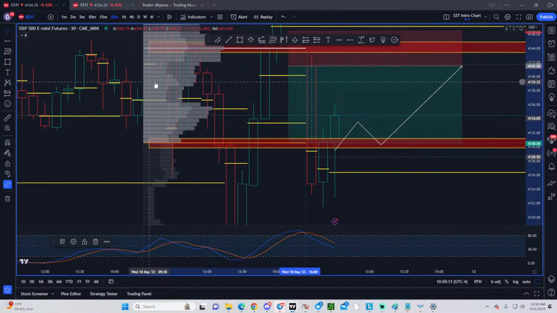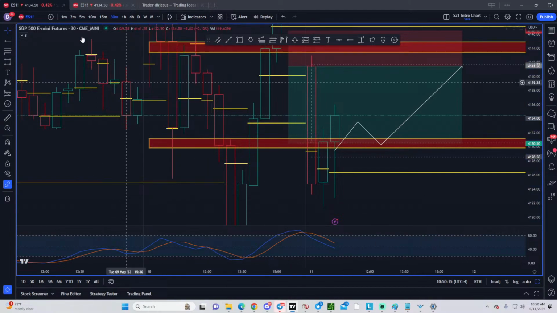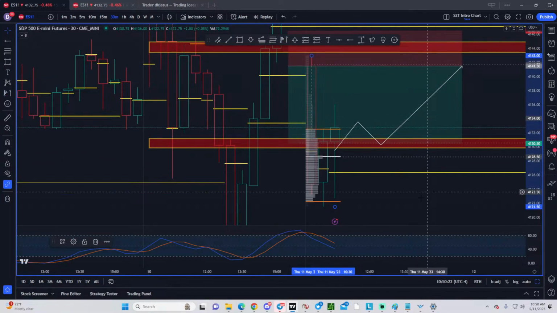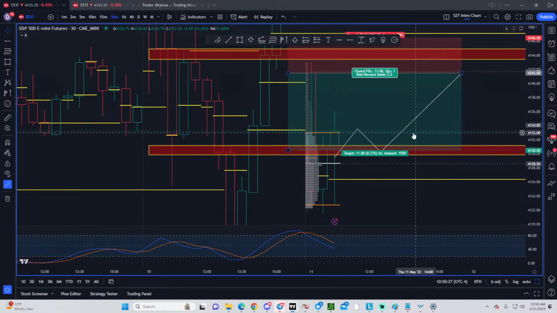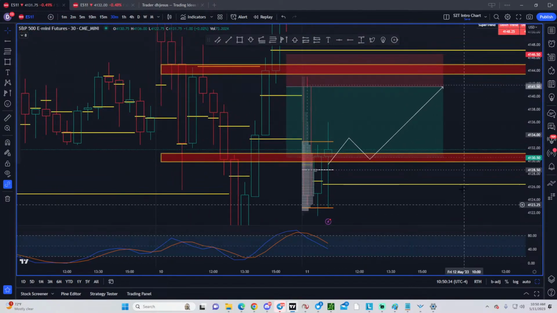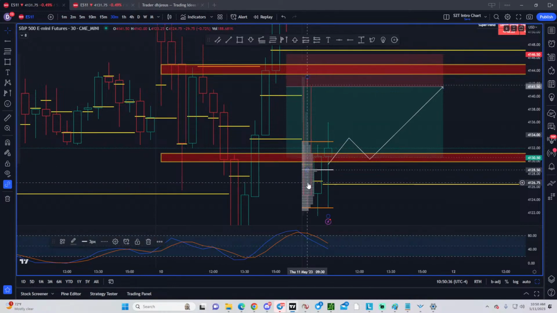Now, if you move the profile from yesterday to today, you can see where we're at. POC is right here, balance area highs here, balance area lows here. So now you can see where we're at. We're trying to break above the value area high. So that's what I'm seeing right now.